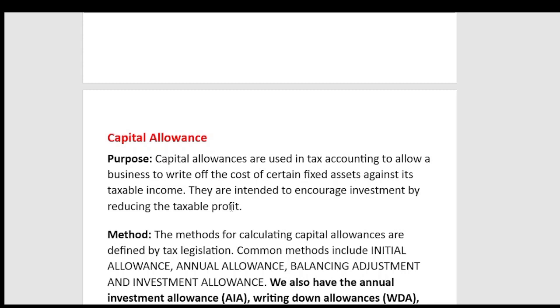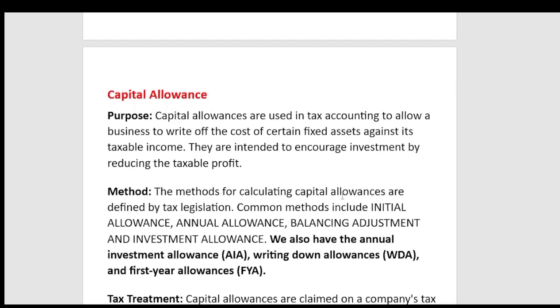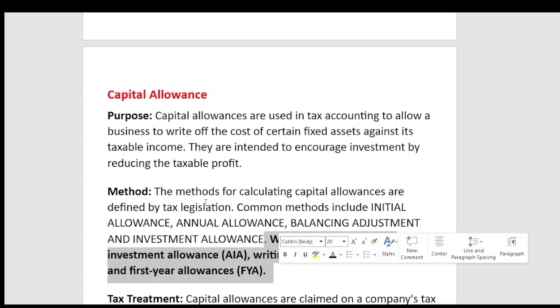Hope you are getting it. Now, let's check out the method. The methods for calculating capital allowance are defined by tax legislation. Common methods include initial allowance, annual allowance, balancing adjustment, and investment allowance. Let's concentrate on this because this is peculiar to Nigerians: the initial allowance, the annual allowance, balancing adjustment, and investment allowance.